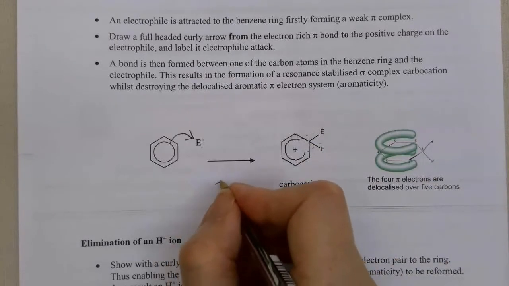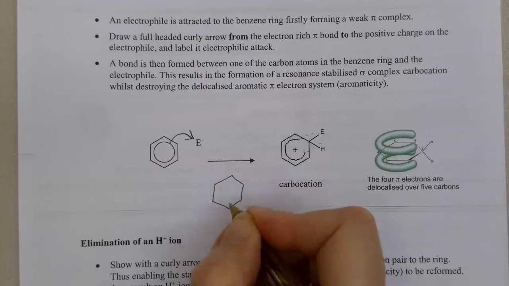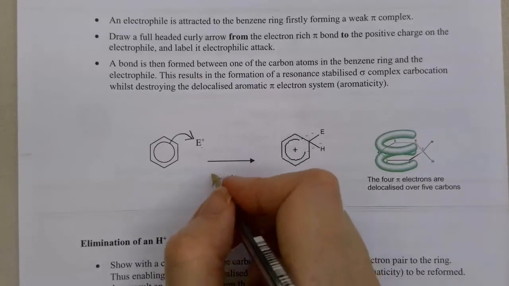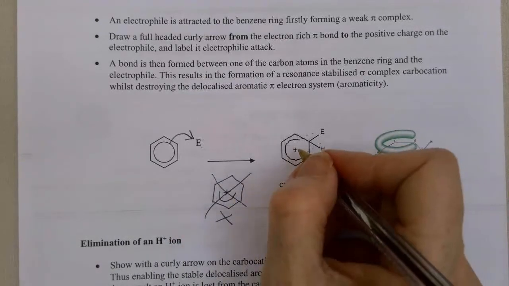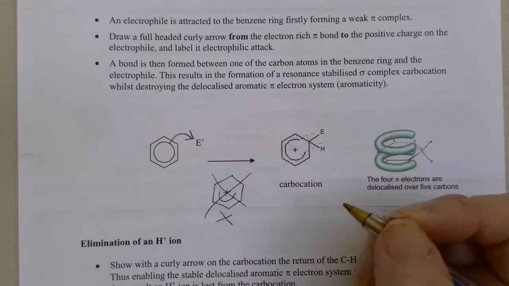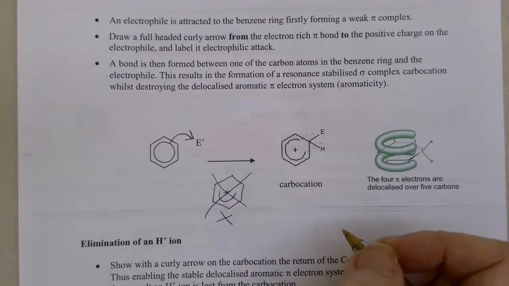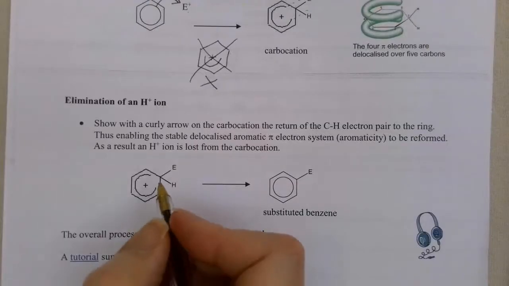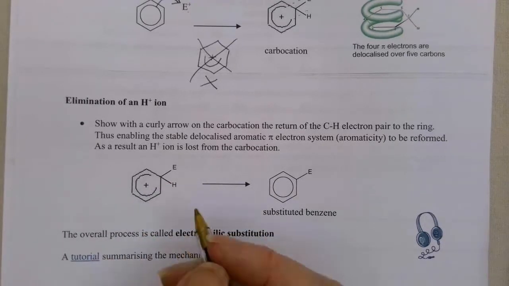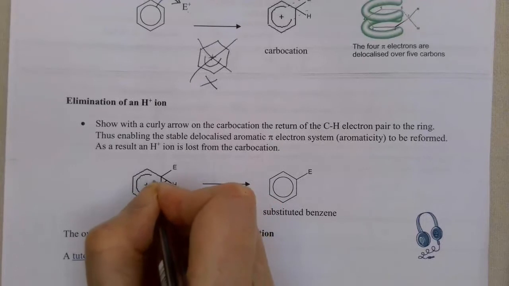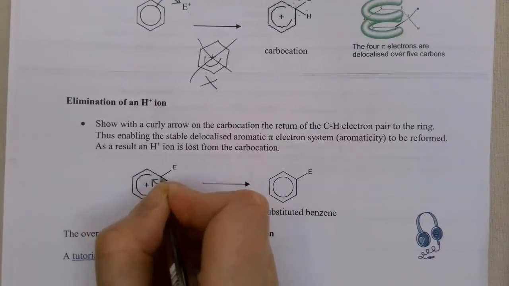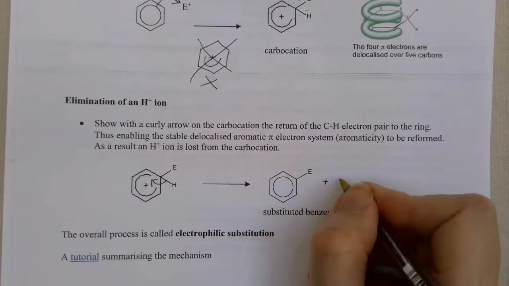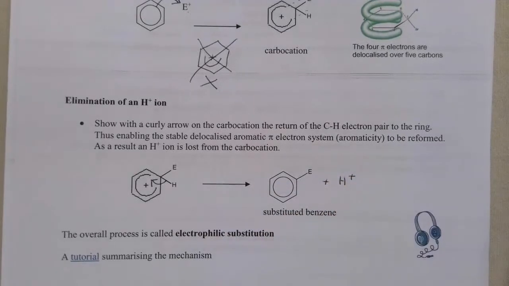We say no smiley faces in chemistry, so that is wrong. Do not do that. Also, make sure your positive is inside the horseshoe, not outside of it. So that's our intermediate carbocation. The next stage is to break the bond between the carbon and the hydrogen and use those electrons to reform the ring. So those pair of electrons go back into the ring. We get this structure, and obviously we've now got a hydrogen ion loose somewhere.